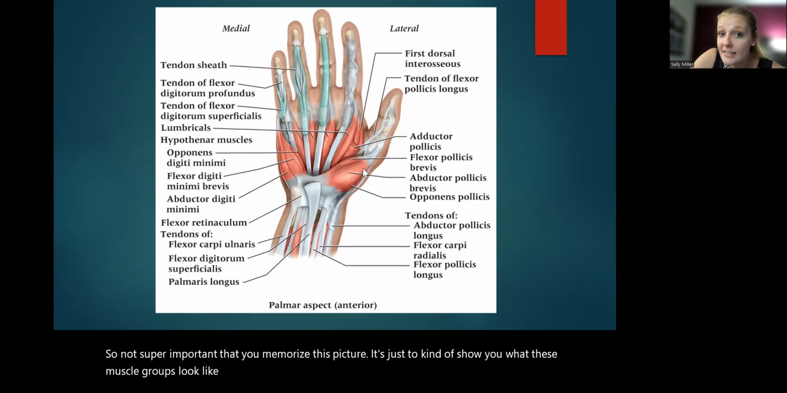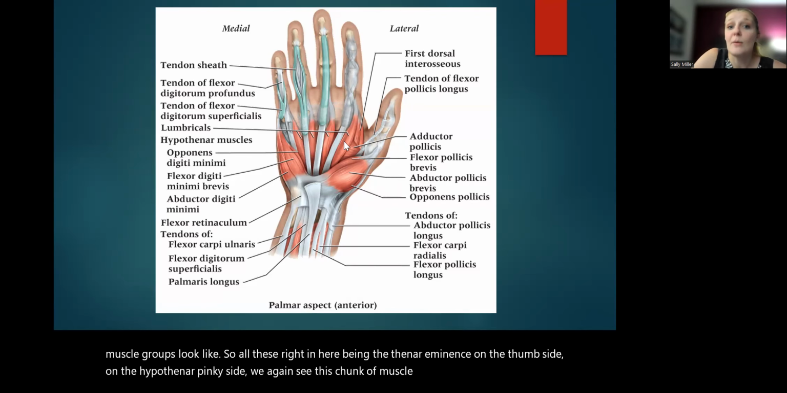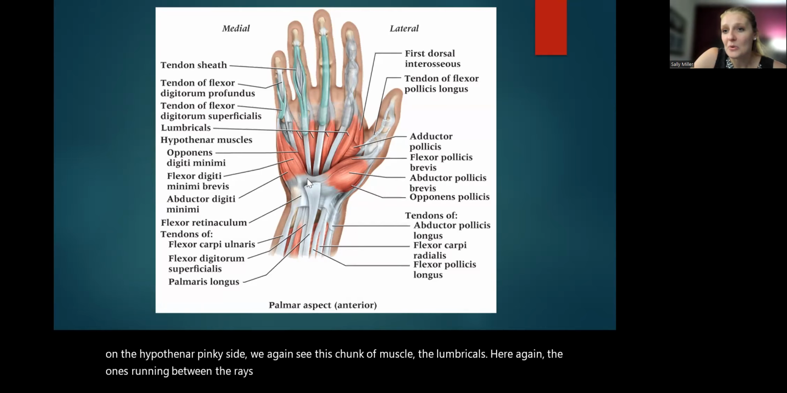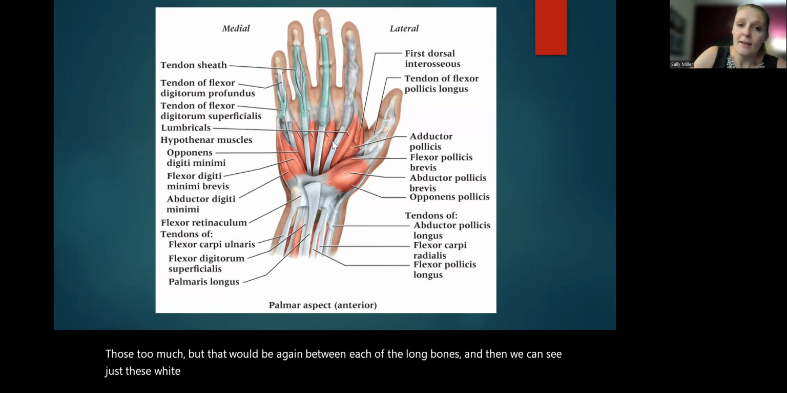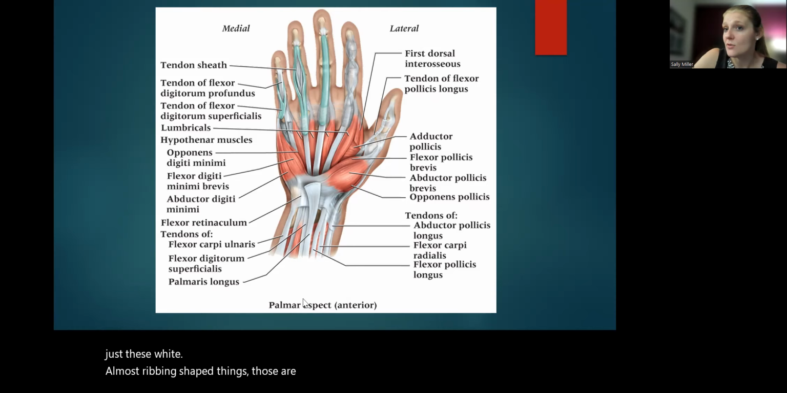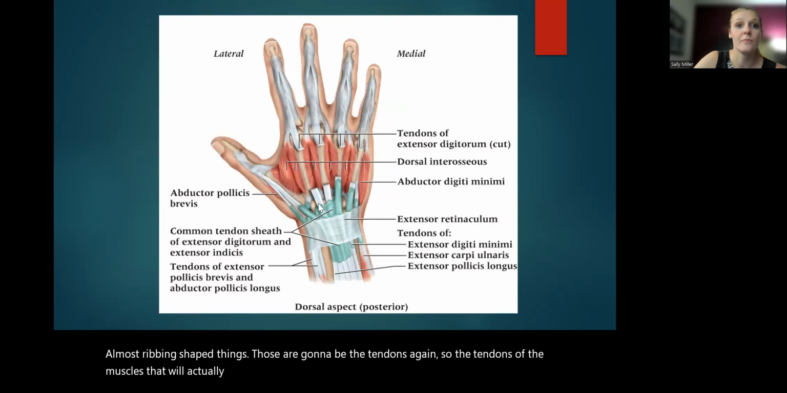So all these right in here being the thenar eminence on the thumb side. On the hypothenar pinky side, we again see this chunk of muscle. The lumbricals here, again, the ones running between the rays. You can't really feel those too much, but that would be, again, between each of the long bones. And then we can see just these white, almost ribbon shaped things. Those are going to be the tendons again. So the tendons of the muscles that will actually be in the forearm.